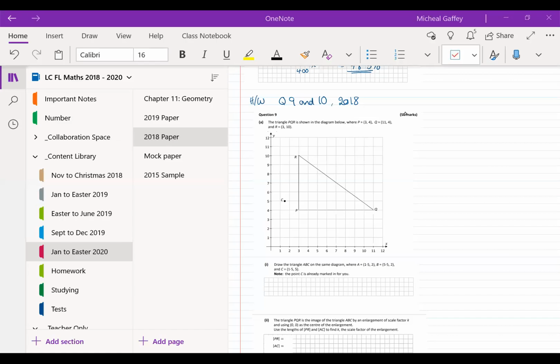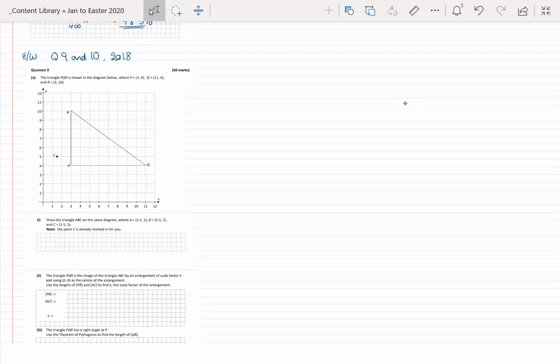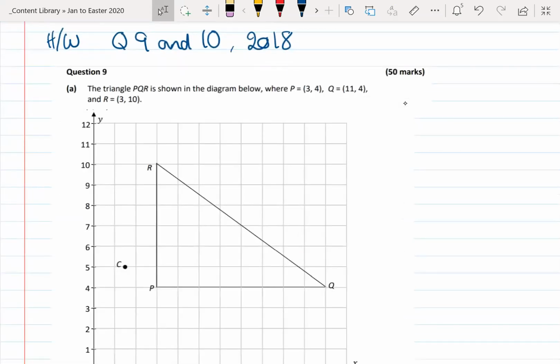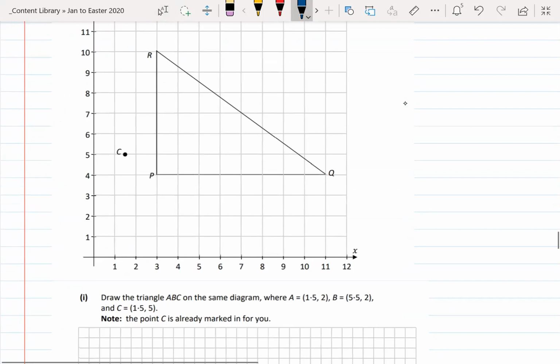Hi guys, okay, back here today to look at question 9 and 10 from the 2018 paper, the final two questions of this paper. So let's get straight into it. These two questions are from section B, and in section B, these questions are a little bit longer. The triangle PQR is shown in the diagram, where P is (3, 4), Q is (11, 4), and R is (3, 10). Okay, we can see it here.